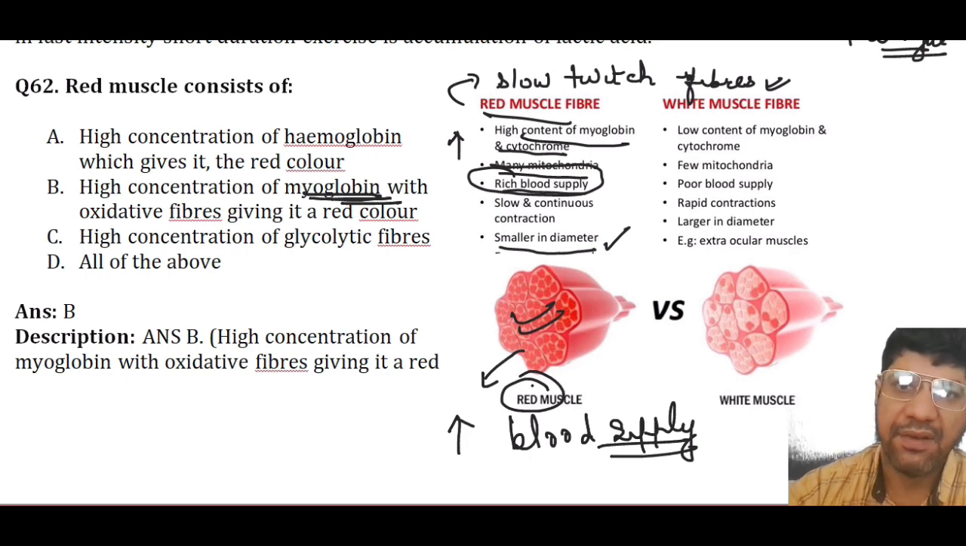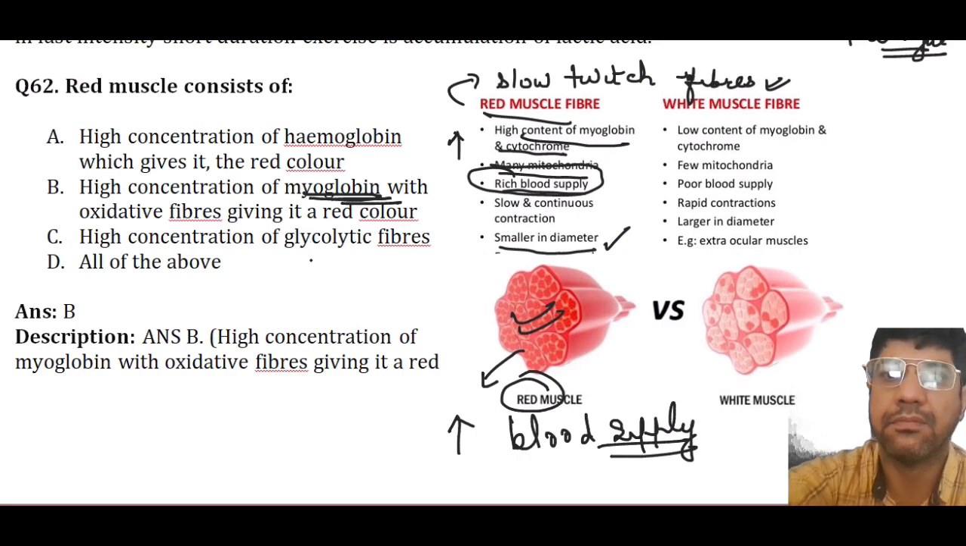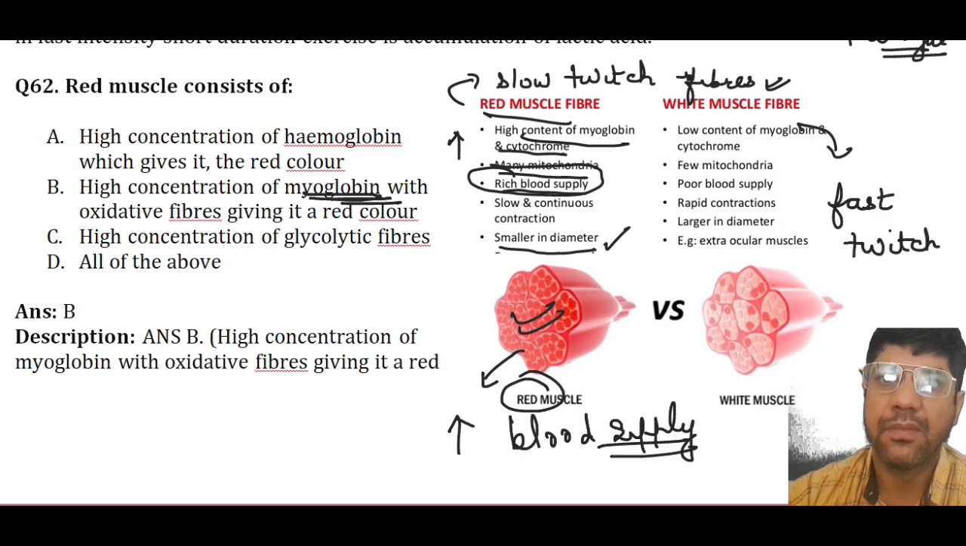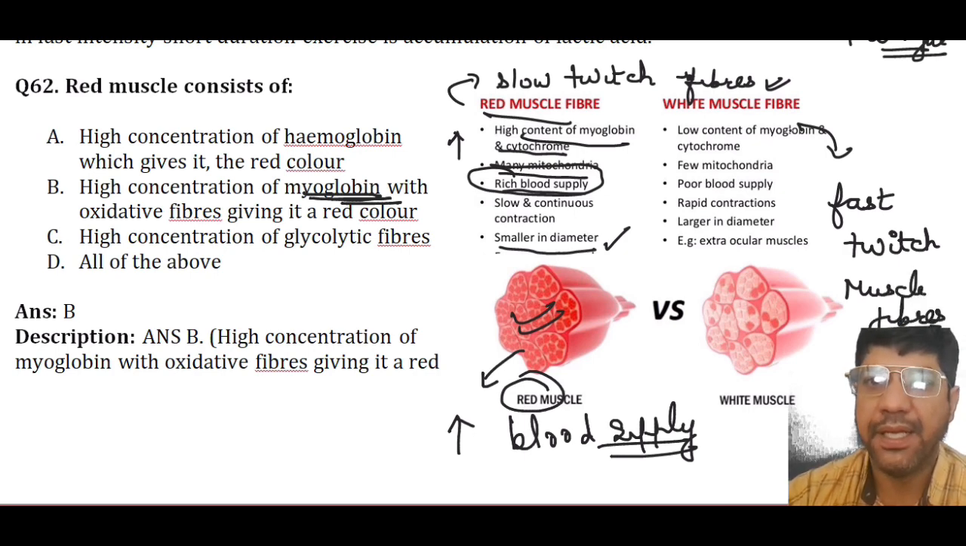Red muscles have a rich blood supply, whereas the white muscles are also known as fast twitch muscle fibers. They are involved in activities like sprinting, weight lifting, etc.